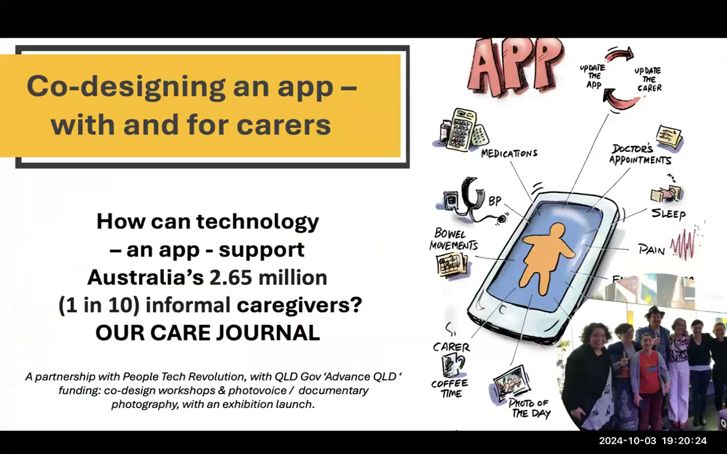So this is a few years ago now, and we tried to co-design an app to support Australia's informal carers. It's about 1 in 10 Australians, quite a lot, 2.65 million people who are informal carers for a loved one. That means that they're unpaid and they do some kind of caring activities. It might be a wife caring for a husband with dementia. It might be a child caring for a mother who's had a stroke. It might be a mother caring for a child who's got an intellectual disability. Those are the kind of things we're talking about.